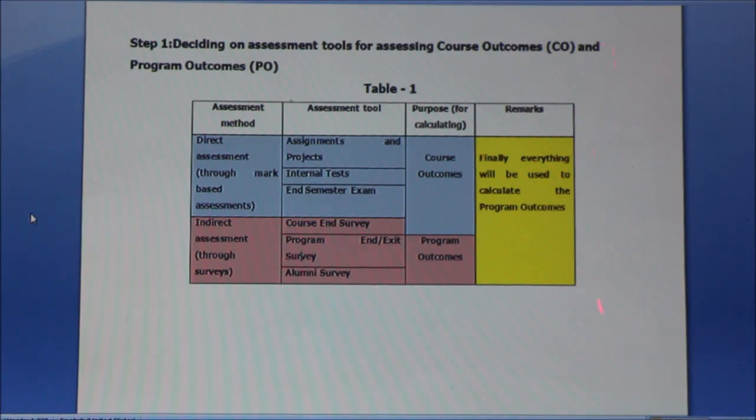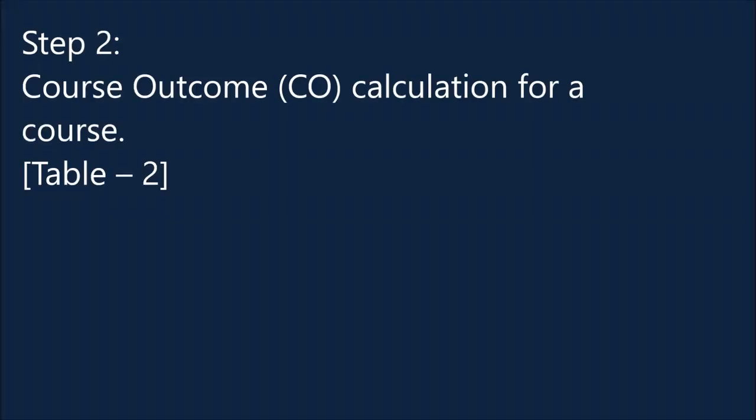So this table very clearly tells what are the direct and indirect assessment tools which will be used for calculating course outcomes and program outcomes, and finally putting all these values onto the master table and finally calculating the program outcomes. This is the first step. Decide what are the assessment tools, direct and indirect assessment tools, which will be used for calculating course outcomes and program outcomes, because that is what has been shown in the master table.